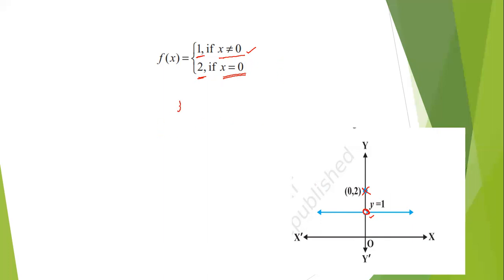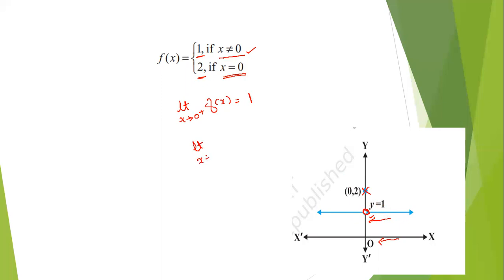Even if you try to find out the limit here, limit x tending to 0 plus f of x, what you get from the right hand side, we are approaching 0. Here the functional value is also approaching 1, right? Here the functional value is approaching 1.